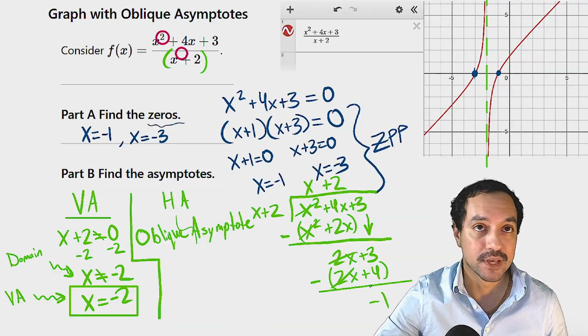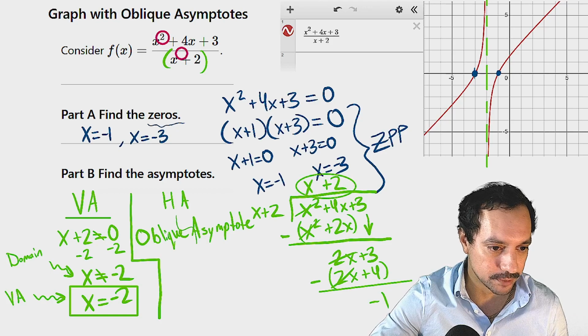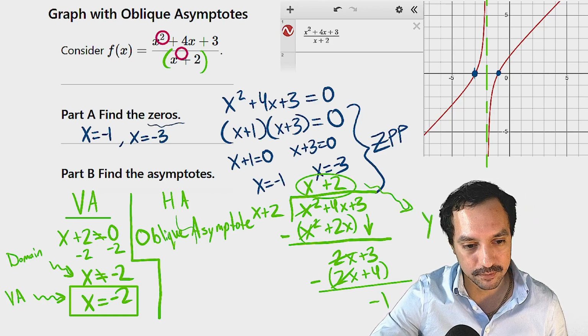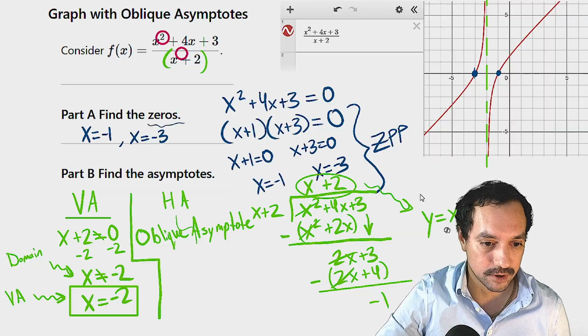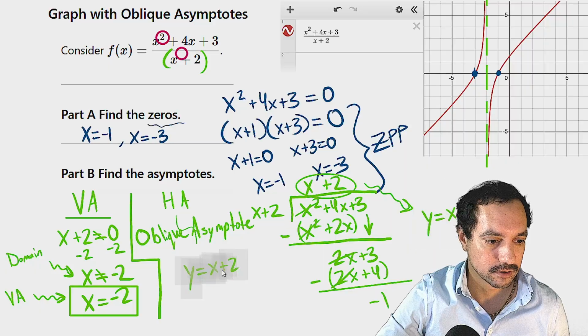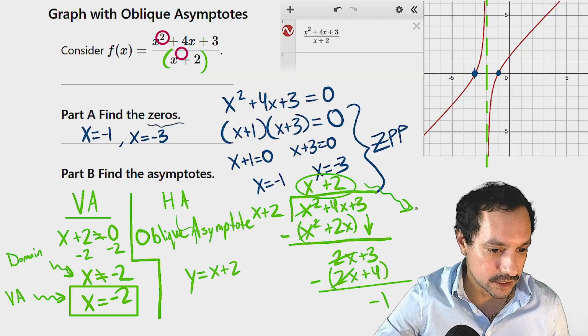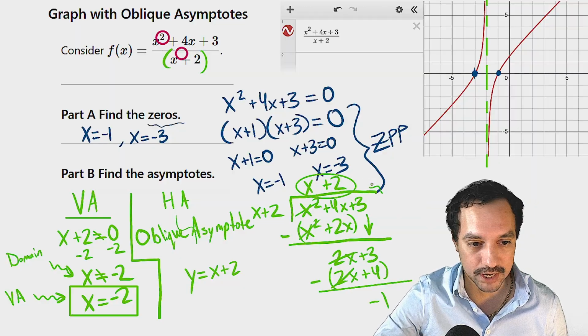I don't need that. What I really am interested in is my quotient without the remainder. Because that quotient ends up being, we think of it as a line. So y equals x plus 2. You might recognize that because it's in slope-intercept form. Let me move it up so you can see it, and put it right here. Cool. So that is the equation of the line of our slant asymptote, our oblique asymptote.